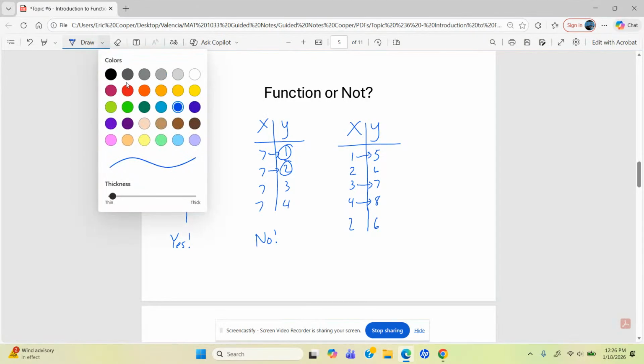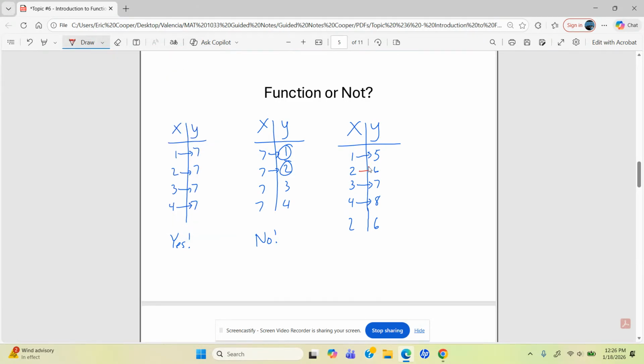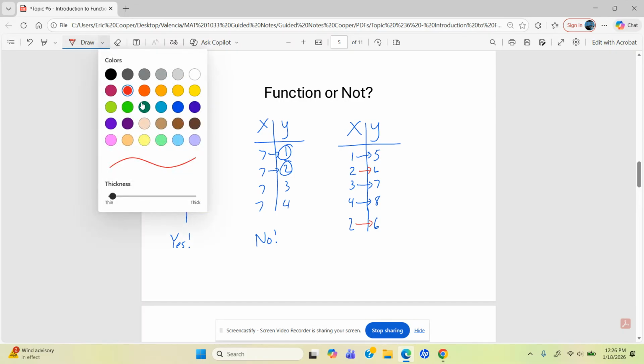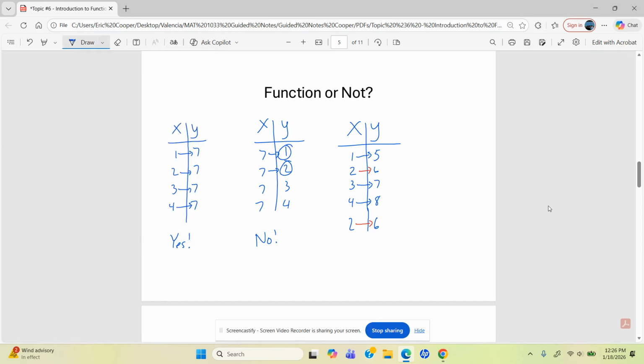But take a look at 2. 2 goes to 6. Then we have 2 again, and it still goes to 6. So if you take a look, each time we go to 2, does it go to the same number? In this case, the answer is yes. So this is still a function. This is okay. The 2's are going to the exact same value. What would make it not a function is if they went to different values.